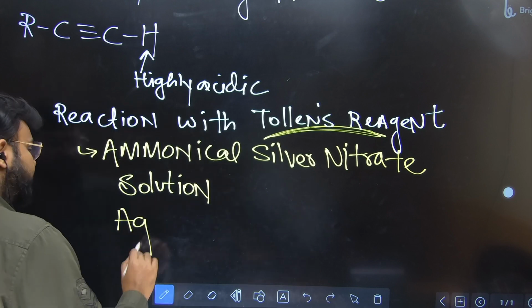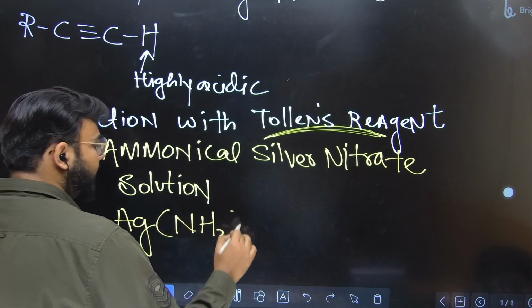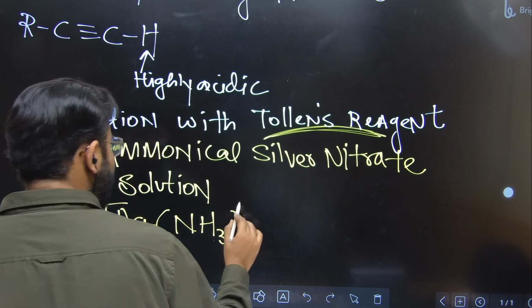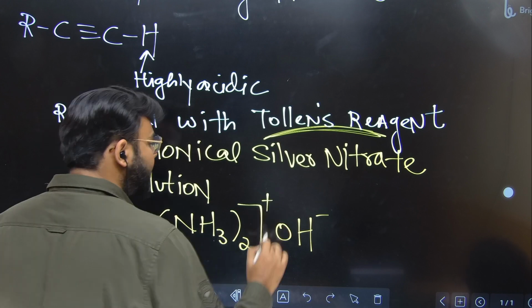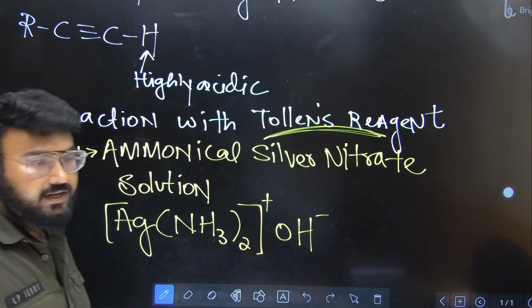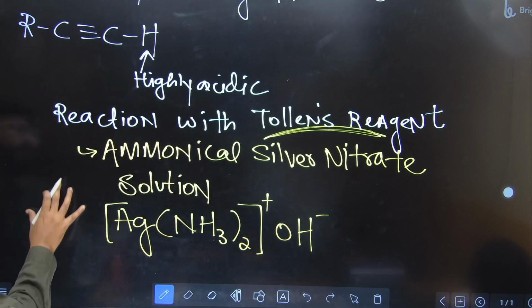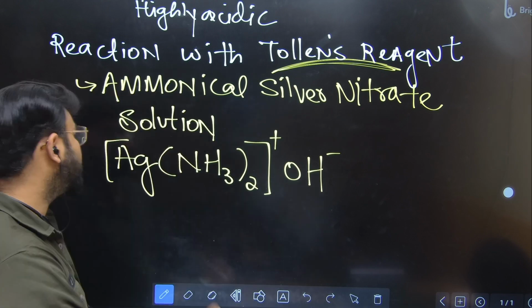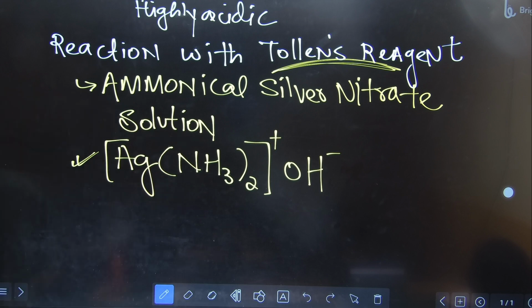It is silver. Okay, this is the amine, two of them, and outside there is a base. Guys, write it down. This is the formula of ammoniacal silver nitrate solution, Tollens reagent. This formula you have to remember. So what metal ion is there? Silver. What is the metal ion here? Silver.